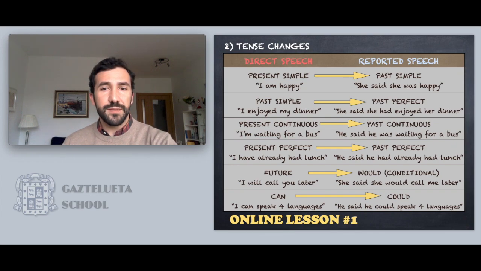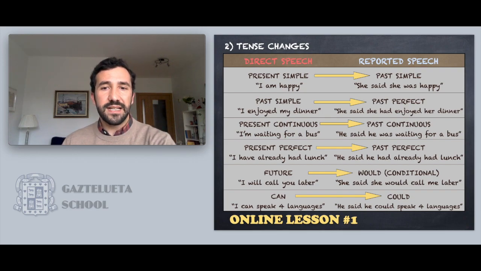If we are using the present perfect, I have already had lunch, in reported speech we use the past perfect. He said that he had already had lunch. If we are going to use the future, I will call you later, we are going to change it into the would conditional. She said that she would call me later.